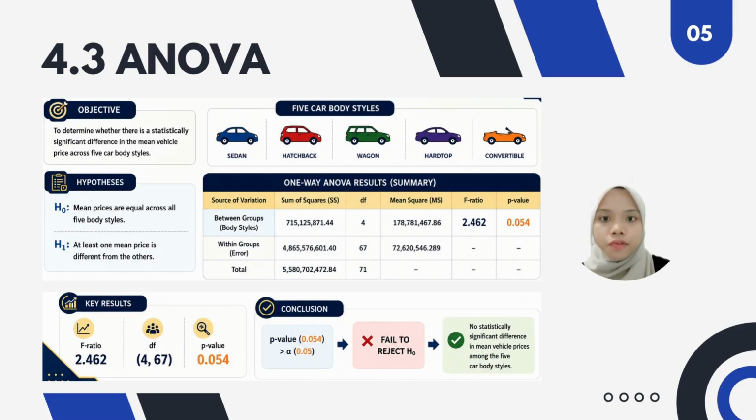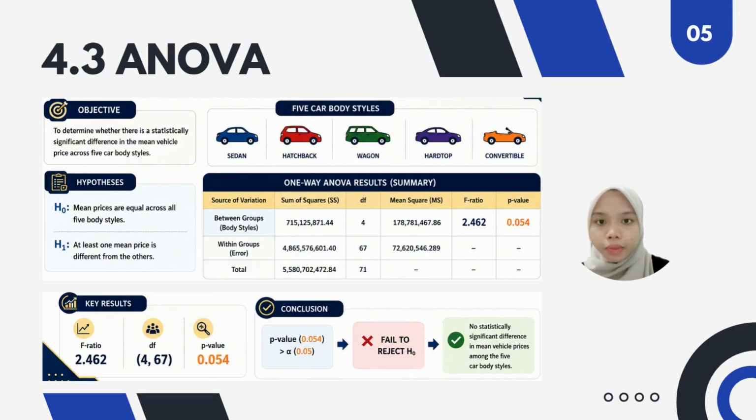The hypotheses for this analysis were: the null hypothesis states that the mean vehicle prices are equal across all 5 car body styles. The alternative hypothesis states that at least one car body style has a different mean vehicle price. Based on the ANOVA results, the F statistic was 2.462 with degrees of freedom of 4 and 67. The p-value obtained was 0.054.